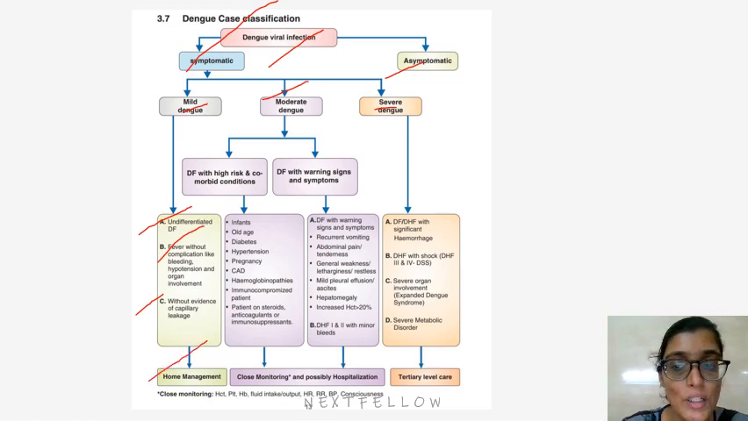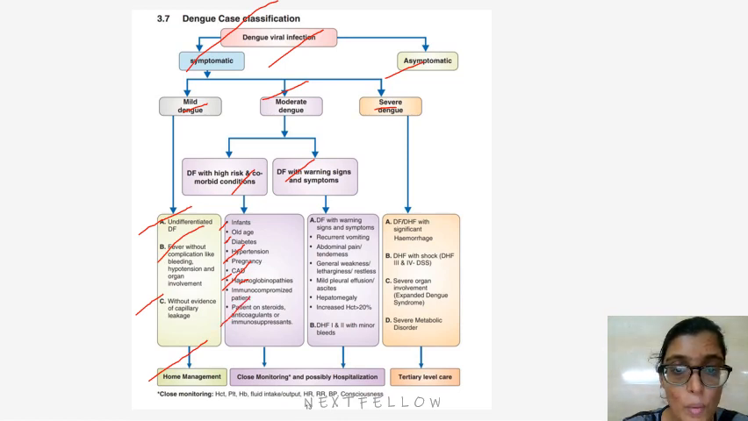On moderate dengue, there are two classifications. One is dengue fever with high risk and comorbid conditions and dengue fever with warning signs and symptoms. So with high risk and comorbid condition, that is infants, old age, diabetes, hypertension, pregnancy, coronary artery disease, hemoglobinopathies, immunocompromised patient, patient on steroids, anticoagulants or immunosuppressants.